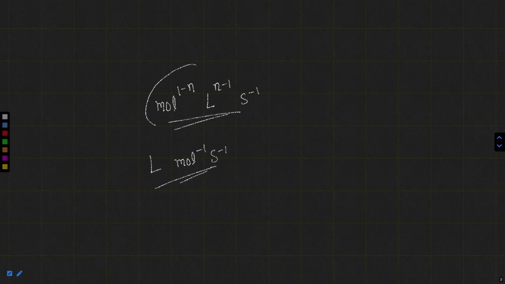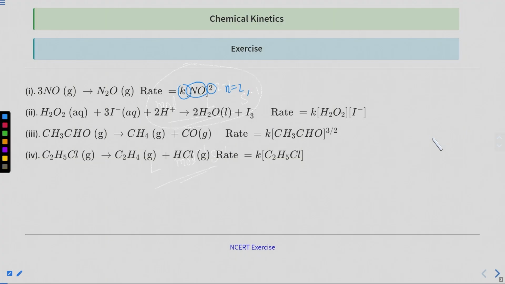Now let us use this formula for the rest of the questions. I am writing it here on the main page: mole to the power 1 minus n, liter to the power n minus 1, and per second. We will use this formula for all the remaining questions. So we find this as liter mole inverse and per second.